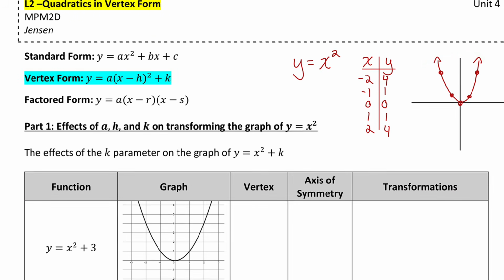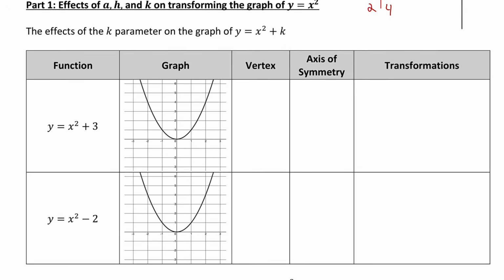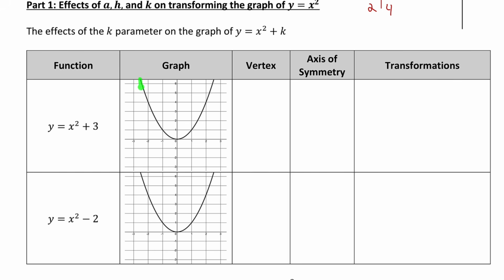So the first one we'll start by manipulating is the k value. The k value is always added after the power. And in this table, you'll notice that I've started by giving you the graph of y equals x squared, and then what we want to do is graph this transformed quadratic equation, and then state some properties of it, including the vertex, axis of symmetry, and state what transformations we see have happened.